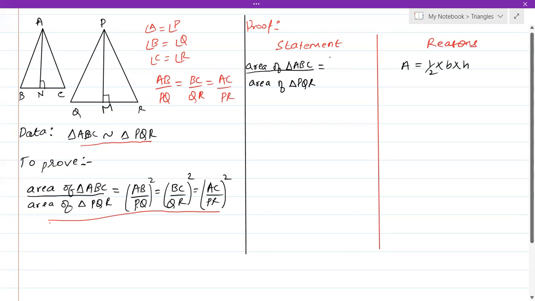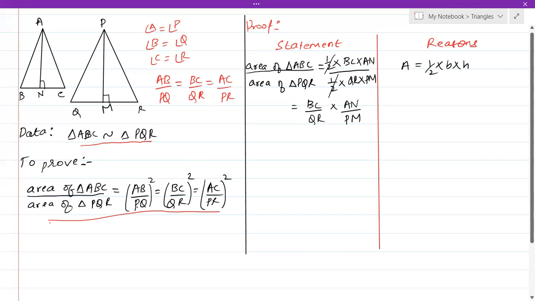So the area of a triangle is found using the formula half into base into height. Let's take BC as the base. If I take BC as the base, it's very clear, AN will be the height. Similarly, I'll take half into the base QR. If QR is the base, then PM will be the height. So half and half get cancelled. So we are left with BC by QR into AN by PM, isn't it? This is what we are left with.